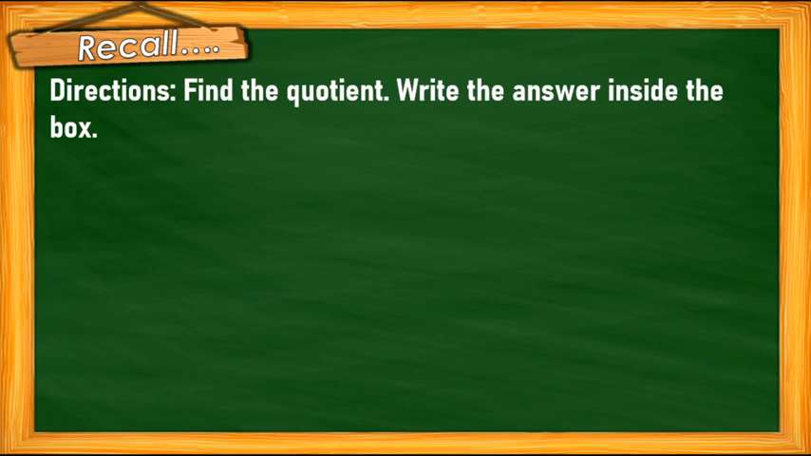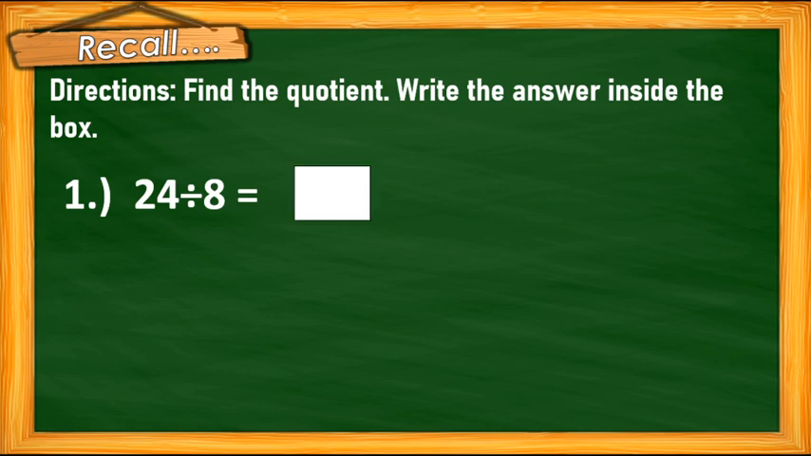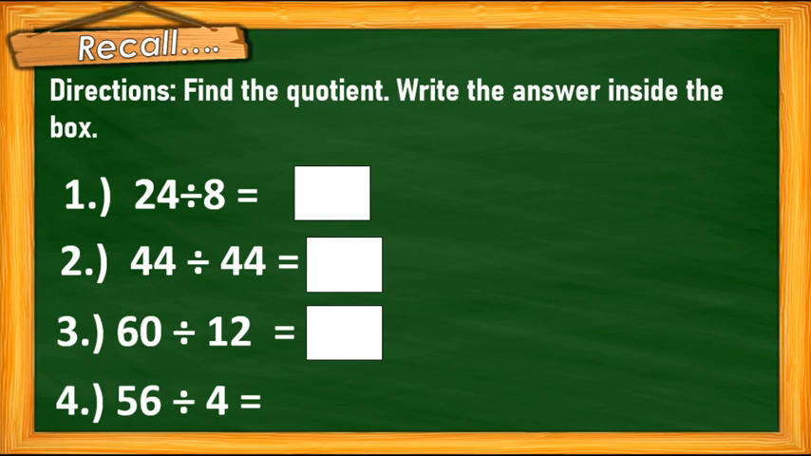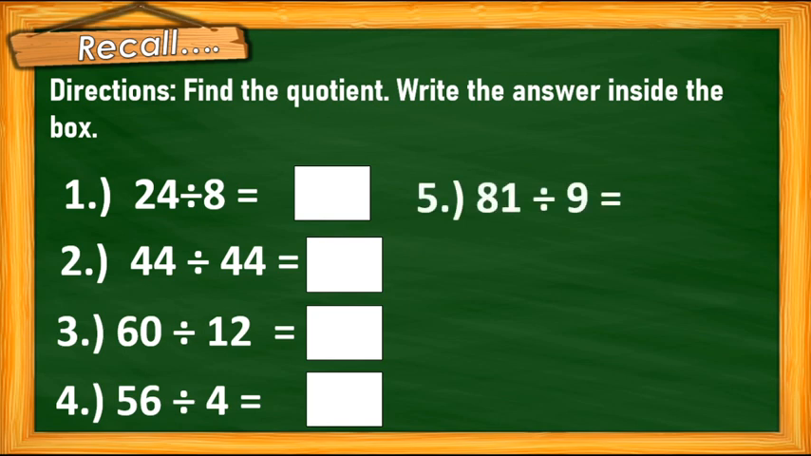So let's have some recall. Direction. We're going to find the quotient of the following numbers and write the answer inside the box. So number 1, 24 divided by 8. Number 2, 44 divided by 44. Number 3, 60 divided by 12. Number 4, 56 divided by 4. And number 5, 81 divided by 9.